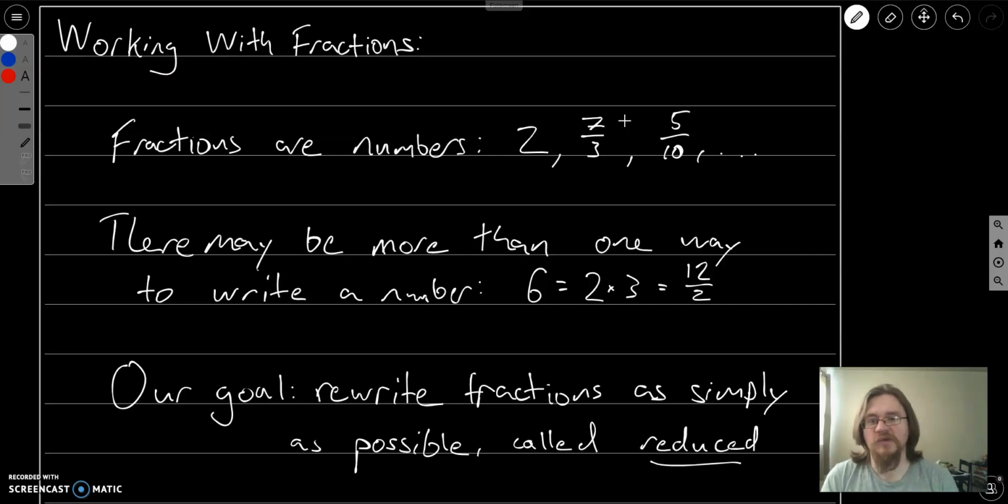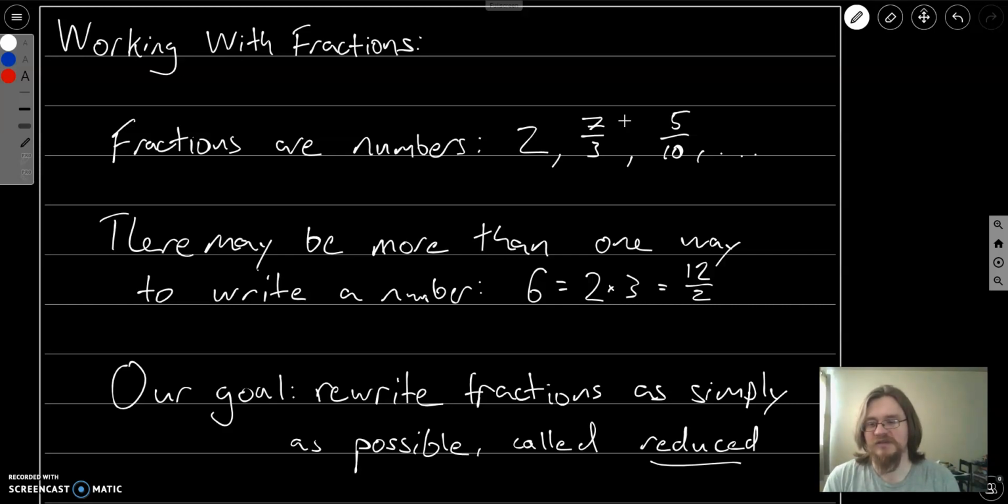To begin with, we should all recognize that fractions are just numbers. So just like the number 2, 7/3 represents a number, an amount of something. 5/10 represents a number. It's just an amount of something. So with fractions, or with any numbers, we can multiply them, add them, divide them, subtract them. We can do anything that we really want with them. And in this video, we're going to focus on multiplying and dividing fractions.